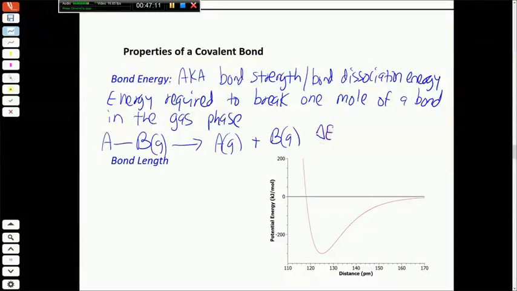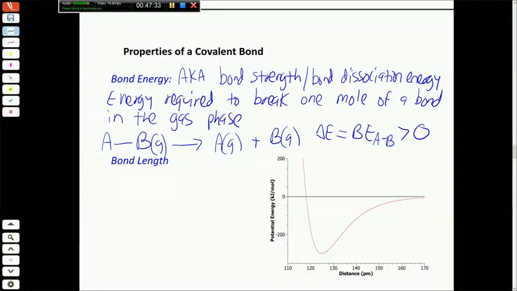So the change in energy for this process is what we refer to as the bond energy, sometimes abbreviated as BE, for that bond. A lot of times you'll see a subscript denoting what the bond is, in this case AB, very generically. And that's going to be larger than zero. It's always a positive number. It always takes energy to pull those atoms apart.